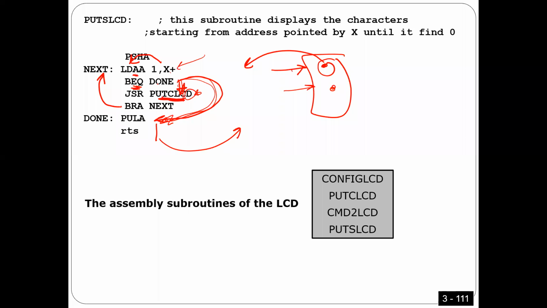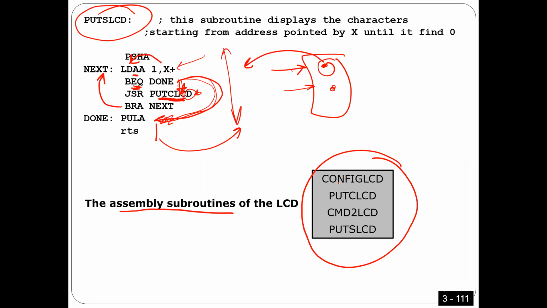Any question? So let me summarize what I did so far, guys. Today I explained a new function. It's called put string LCD. I explained how you can use it, and even how it works, the content of this function. Any question? Before I choose a program, this is the summary. The summary is all the assembly subroutines. We have only 4: configure LCD, put character, command to LCD, put string.